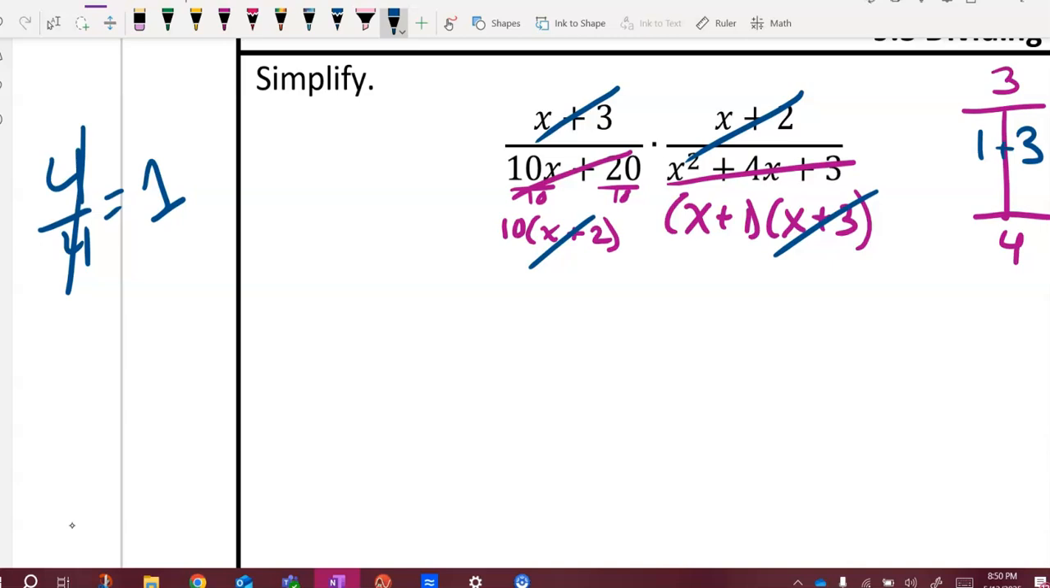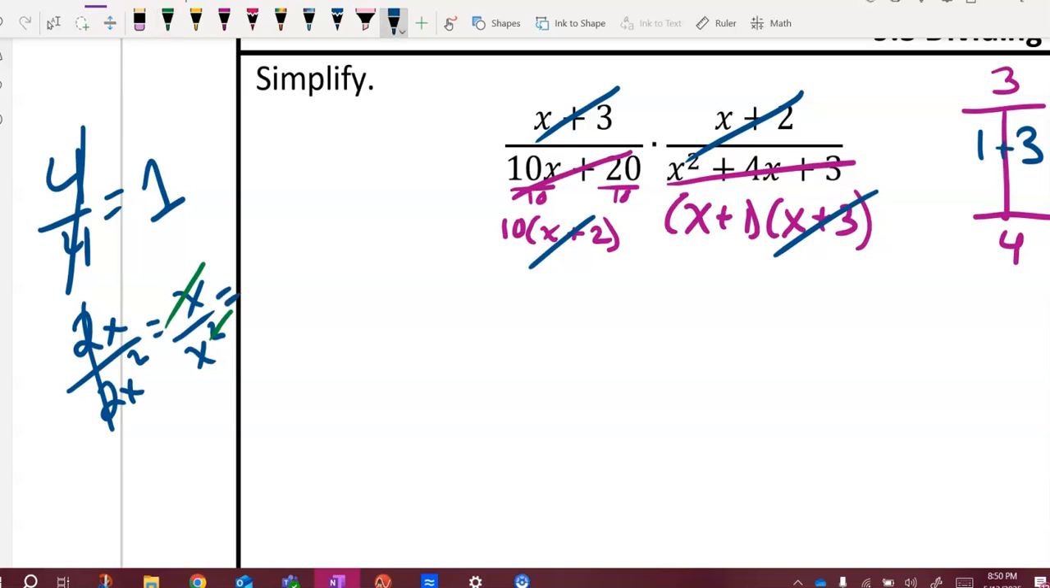So what if I said 2x over 2x squared? 2 and 2, those cancel out. We're left with x over x squared. But there's an x in the top and there's 2 x's in the bottom. So we're going to have another cancellation. The x is going to cancel with one of the x's in the bottom.